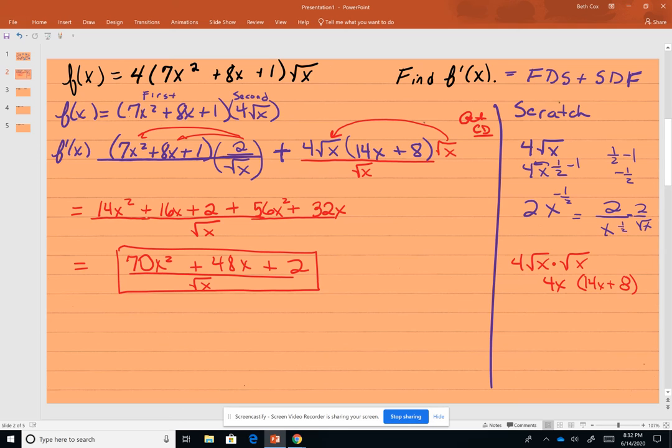So this one we used the common denominator method. Okay, hope that helps. I'll get this one posted, and then my next video is going to have more radicals, but we're going to be using the quotient rule.